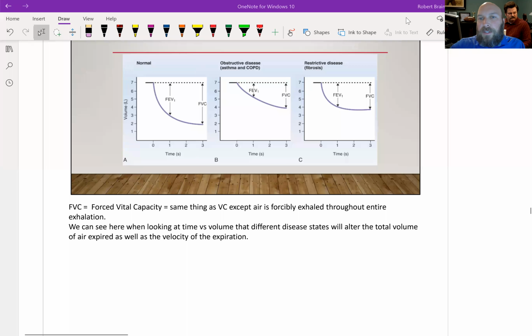So before we talk about the intricacies of restrictive versus obstructive, let's just define it like if you're sitting at the dinner table and your mama asks you, hey, honey, what's the difference between restrictive and obstructive disease? Restrictive diseases, right? People with those, or patients with those, have problems inflating their lungs, okay?